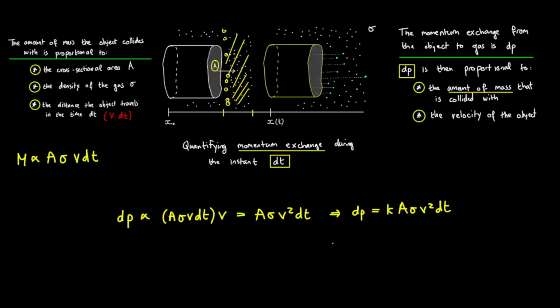And then we get something very interesting here, and that's that the change in momentum over time is equal to this K a sigma v squared. And what is change in momentum over time? Well, we saw earlier, this is nothing other than the force due to drag. Momentum over time is force. And so that's how we can get the drag equation right here.